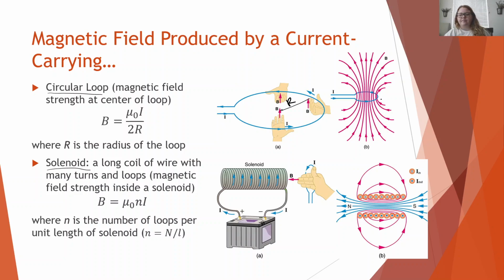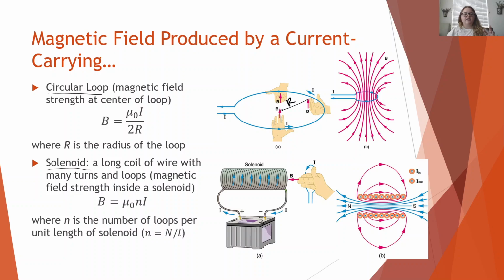And the magnetic field would look like so. Okay, if the current was traveling in the opposite direction, the arrows would just be pointing in the opposite direction, because the B field would be going in the opposite direction.